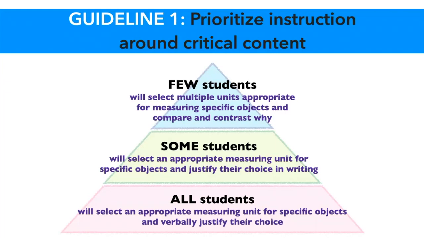So maybe a student selects to measure a pencil in inches, the length of a table in feet, and the length of a room in yards. All students should be able to verbally justify those choices because that is the critical content of the lesson. Now, some students may also have time to integrate writing into the lesson and may write their justification out as well. And then a few students may even take that a step further and select multiple units and compare and contrast the benefits of using each. Having these differentiated goals are a great way to help organize all of the content in a given lesson, so the foundational tier becomes for all students, and that is your critical content.